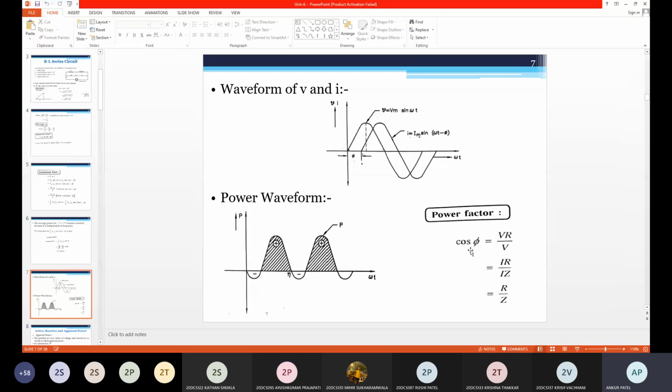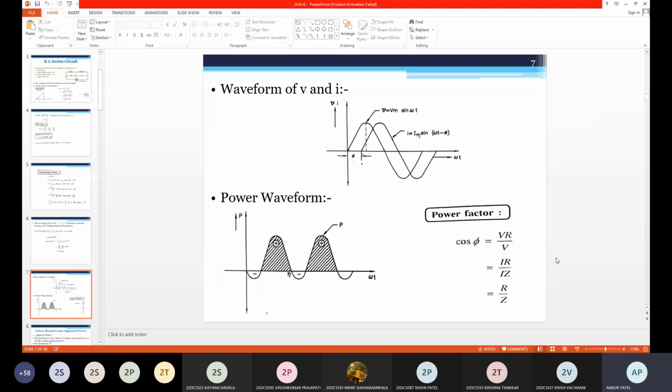So cos phi should be between 0 to 1, and we are keeping it nearer to the 1. If your cos phi is near to the 1, it means the loss of the circuit will be minimum, which means you have to pay minimum rupees for the electricity billing.